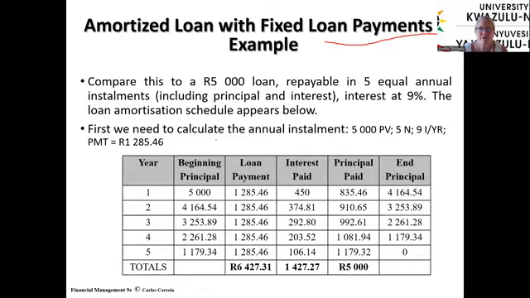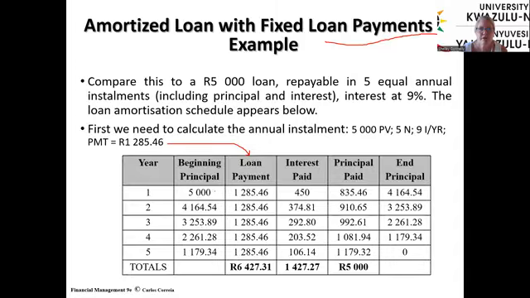But first, we've got to calculate that equal annual installment. We know how to do that. It's the payment when it comes to an annuity. So we enter 5,000 as the PV of the loan, 5 is the duration of the loan, 9 is the I/YR, and the payment, which includes both principal and interest, will be 1,285.46. So that's how you populate your loan payment column.